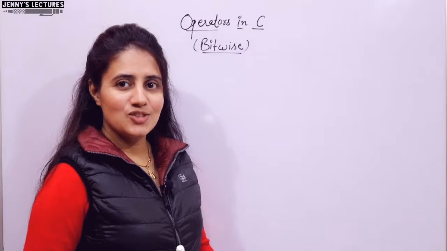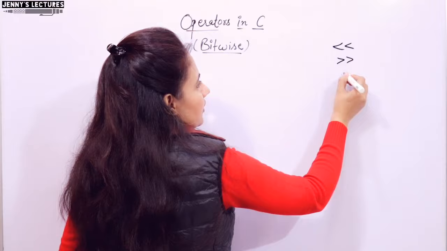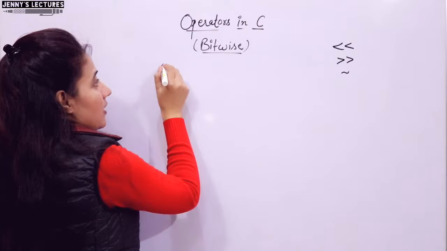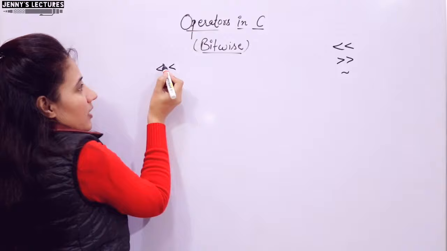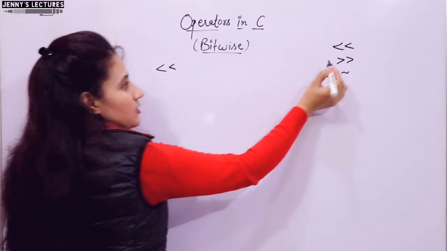So now let us discuss the remaining operators. One, we have left shift. We have right shift, and this one is the tilde sign, the bitwise NOT operator. First, let us discuss the left shift operator. Don't get confused between left shift and right shift. If the arrows point this way, it is left shift. This side is for right shifting.